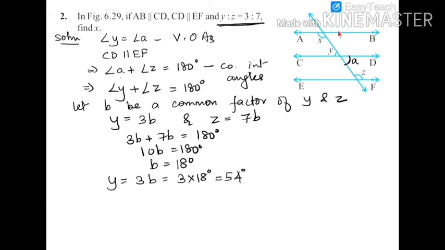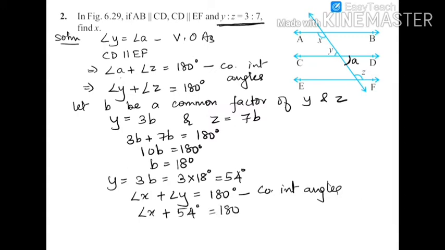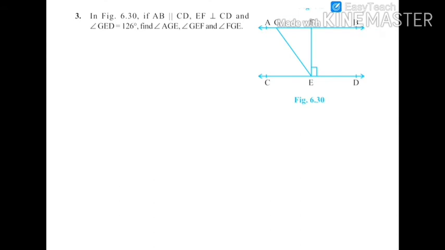It is also given that AB is parallel to CD. So angle x and y lie on the same side of the transversal and in the interior region. So they form co-interior angles, and we can say that angle x plus angle y is equal to 180 degrees. Substituting value of y in this equation and solving for x, we get value of x as 180 minus 54, which is equal to 126 degrees.